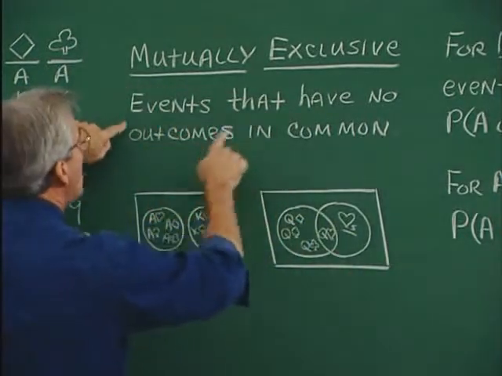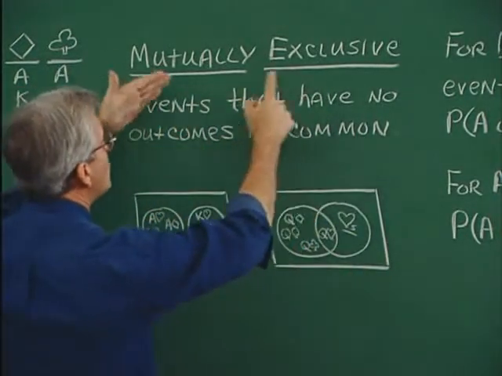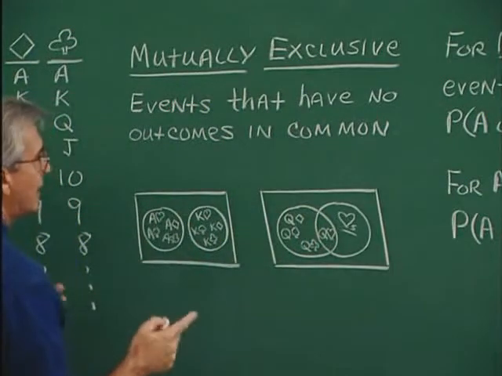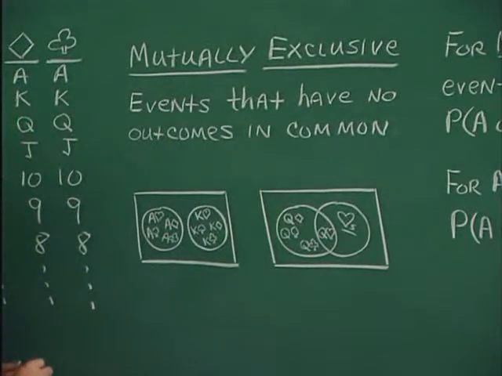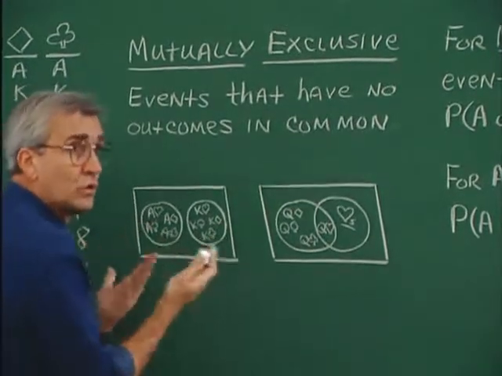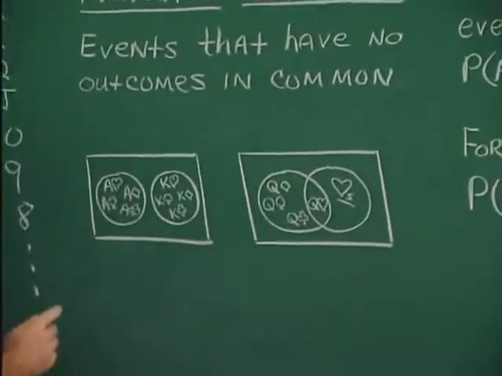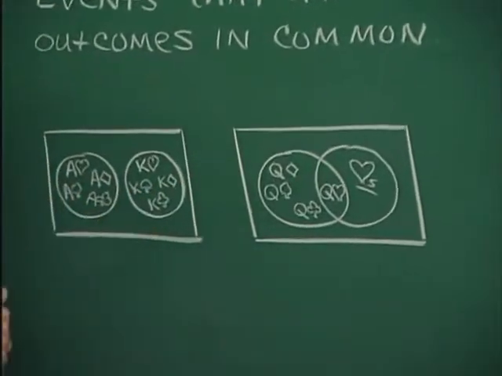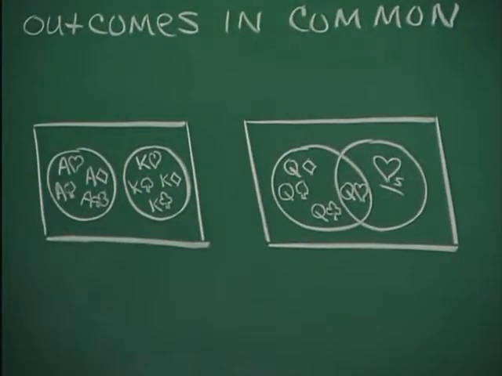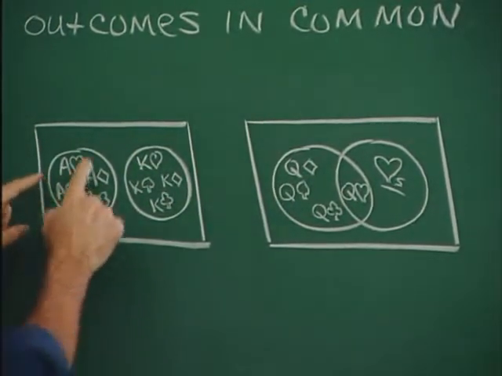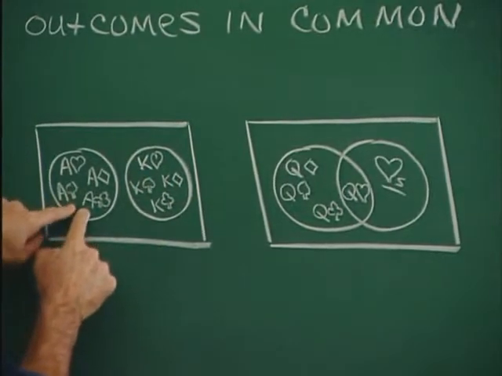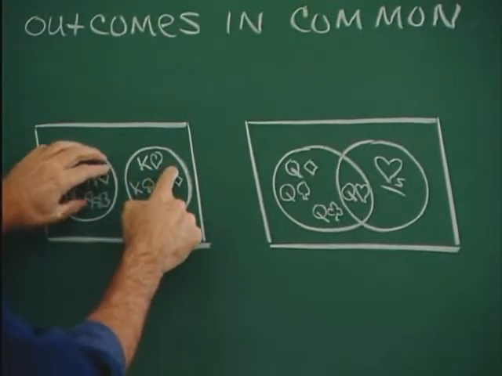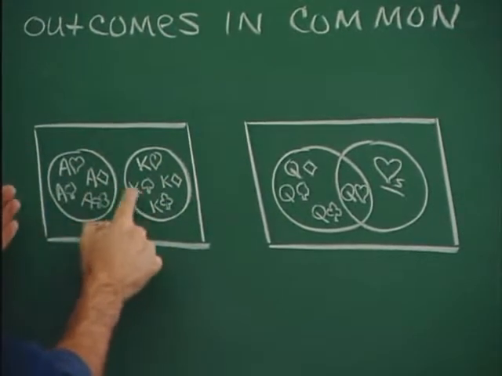Events that have no outcomes in common are mutually exclusive events. And the Venn diagrams are very good in illustrating what mutually exclusive events are and what non-mutually exclusive events are. In our ace-king idea, we were talking about the probability of drawing an ace or a king. If the box contains all the cards in a deck, and this circle contains the aces and that circle contains the kings, notice that they have nothing in common.